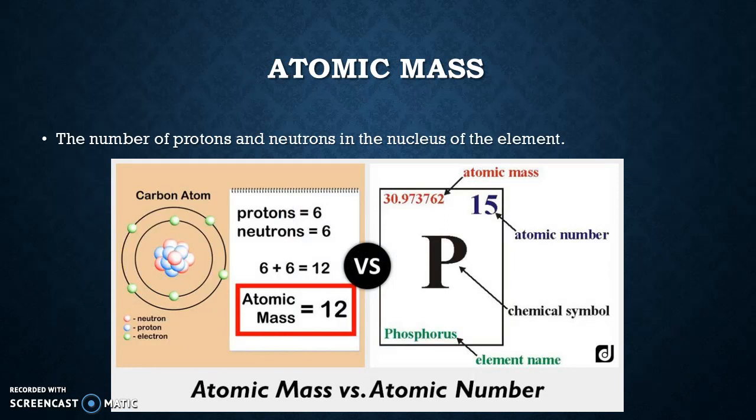So here's to explain the atomic mass. Here's another graphic. Like I said before, in this one we have 6 protons and 6 neutrons. So 6 plus 6 is 12. That gives us the atomic mass of 12. If you were to do it on the phosphorus over here on the right hand side, you would see it says 30.973762. You would subtract 15 from that because that's your atomic number, which equals your protons. So when you subtracted that, the difference would end up being how many neutrons you actually have inside of the atom.